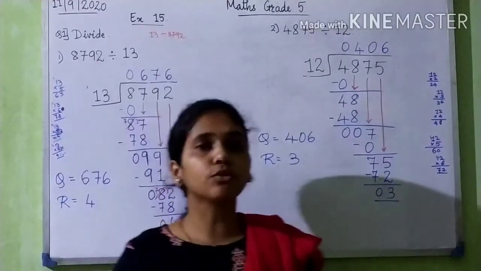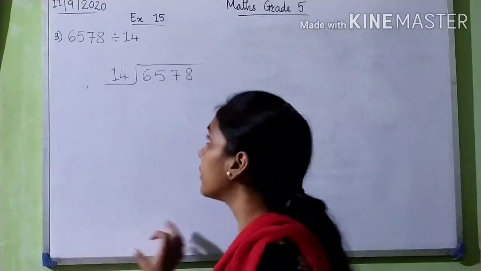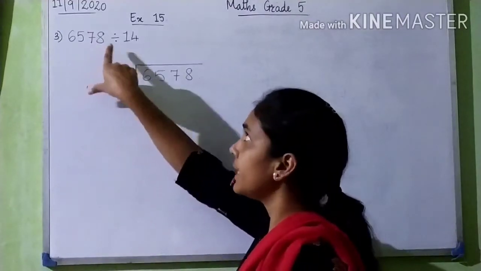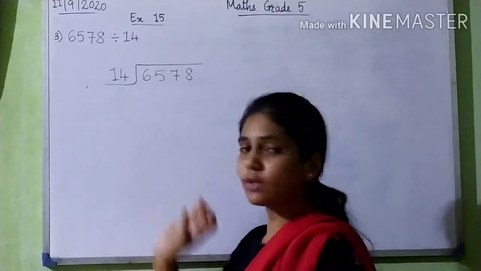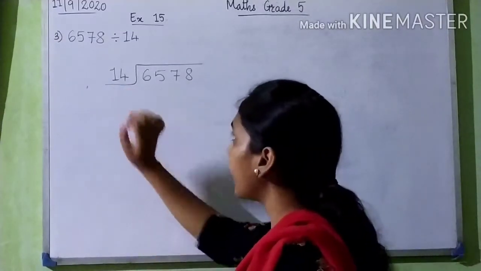Okay. So now we will go to the third sum. The third sum is 6578 divided by 14. So 6578 will be inside and 14 will be outside. We have to divide this number by 14.